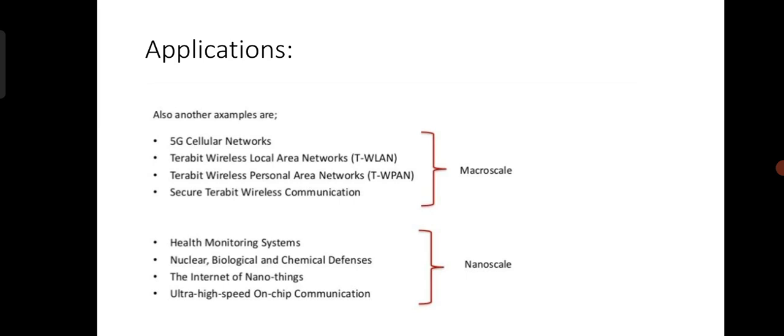Coming to the applications of terahertz radiation, they include micro scale and nano scale. In micro scale, we can see 5G cellular networks, TWLAN, which means terabit wireless local area network, TWPAN, terabit wireless personal area network, and secure terabit wireless communication. And coming to the nanoscale range, health monitoring systems, nuclear, biological, and chemical defenses, the Internet of Nano Things, and ultra high speed on-chip communication.